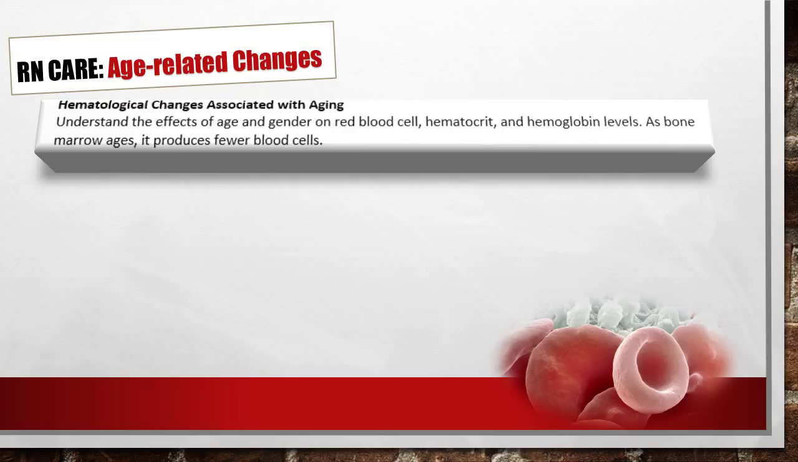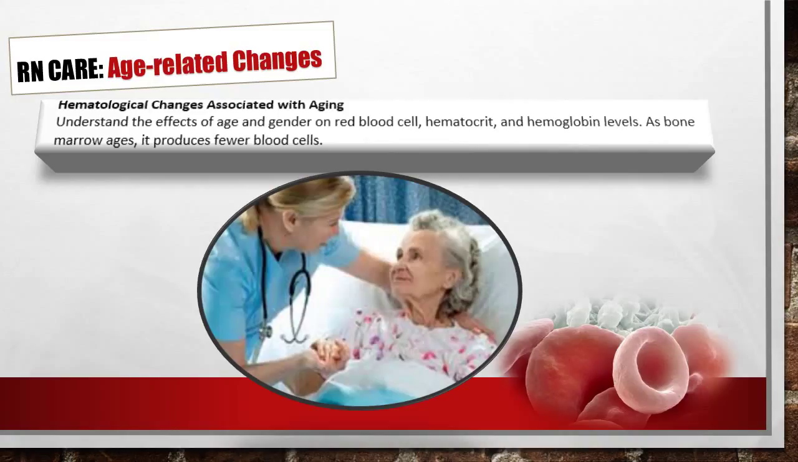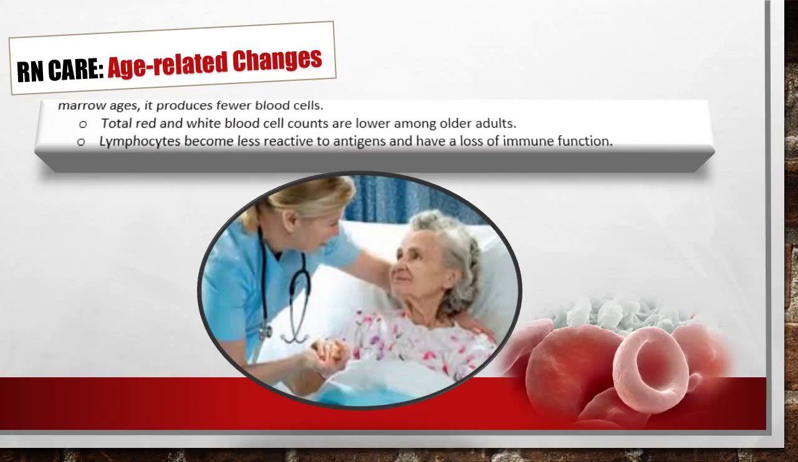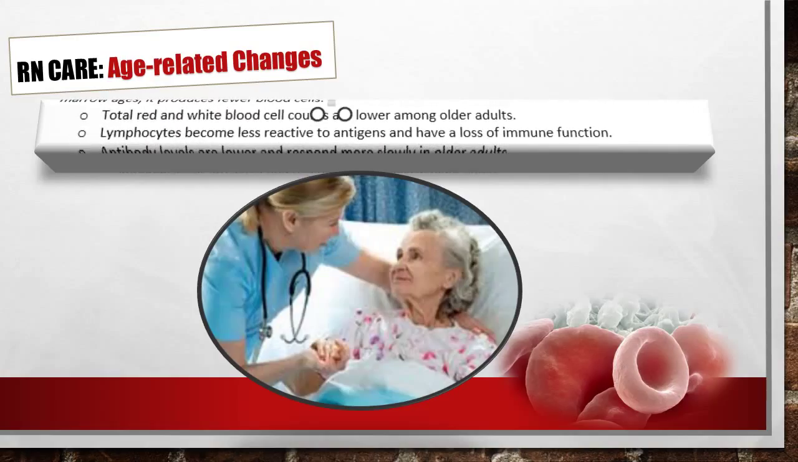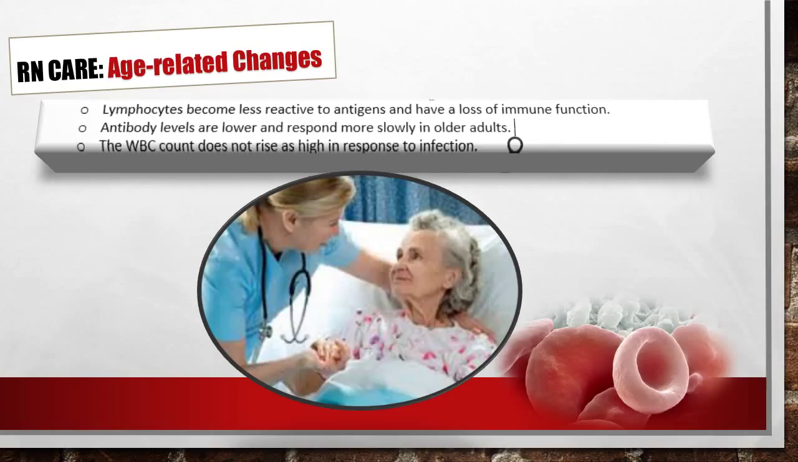Next, I want to quickly discuss differences that you may note that are associated with aging and other human factors as you take care of patients in regards to the hematological system. You need to remember and understand the effects of aging and gender on red blood cells, hematocrit, and hemoglobin levels. As bone marrow ages, it produces fewer blood cells. The total red blood cell and white blood cell counts are lower among older adults. That's important to know. Lymphocytes become less active to antigens, with a loss of immune function.